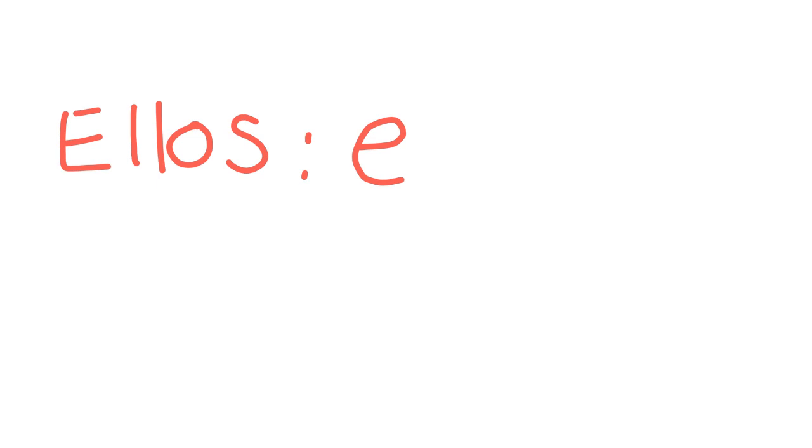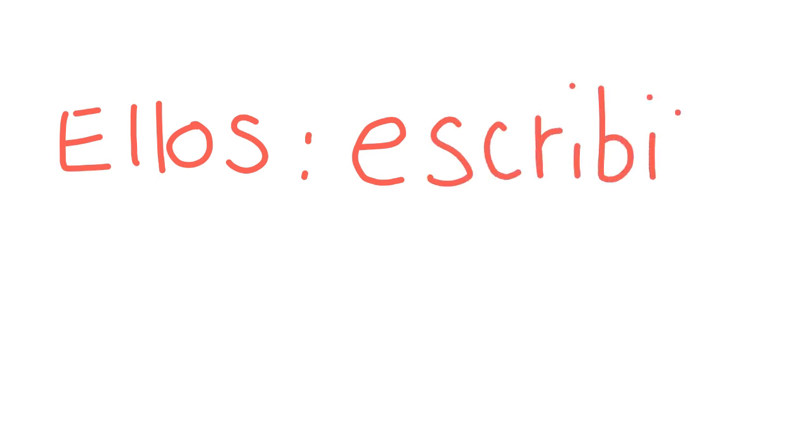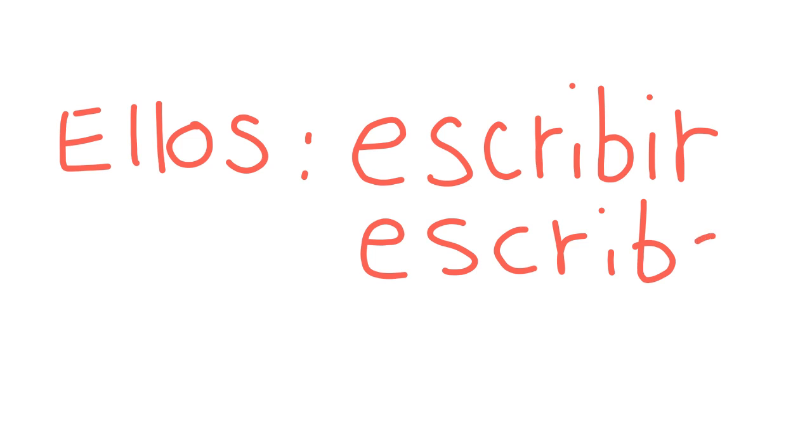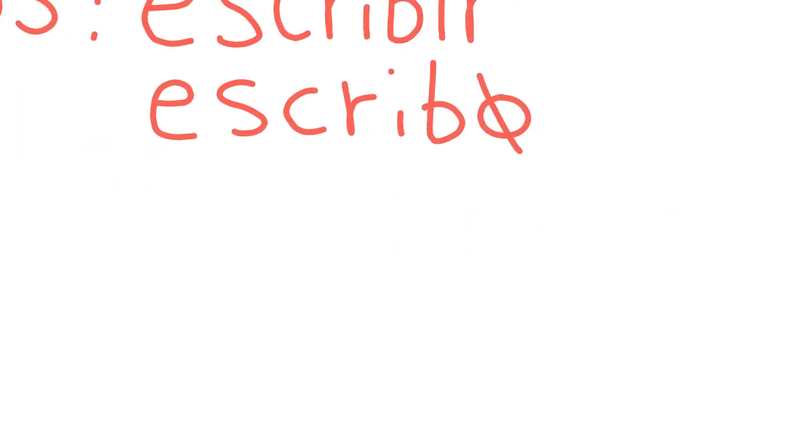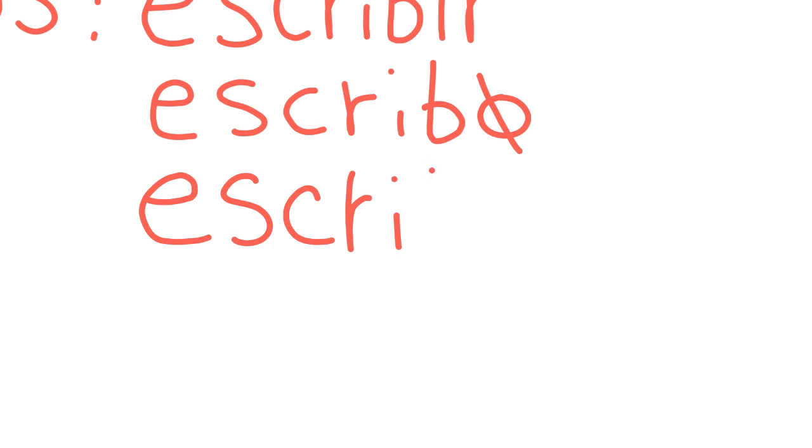We'll do just a couple more here. If your subject is ellos, your verb is escribir. We're going to go to the yo form, escribo. We get rid of the O, and then add the opposite ending. Escriban.